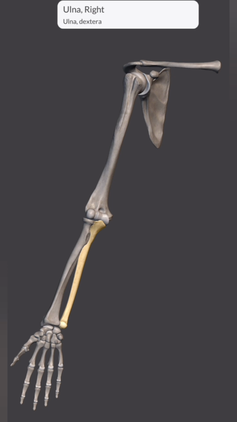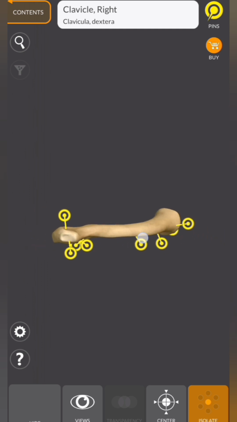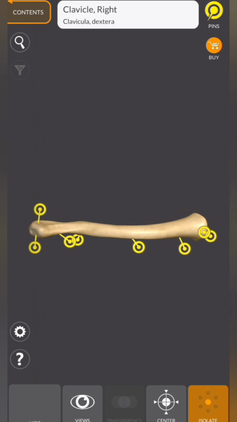Let's start with the clavicle, which has different features and attachments on it. The clavicle is a long bone. It has a curved part which is called the shaft, and it has two ends. One is called the lateral end and the other is the medial end. The medial end is also called the sternal end.